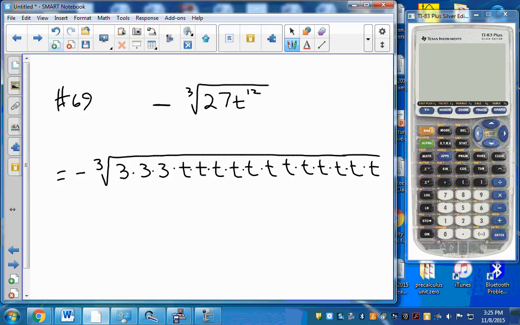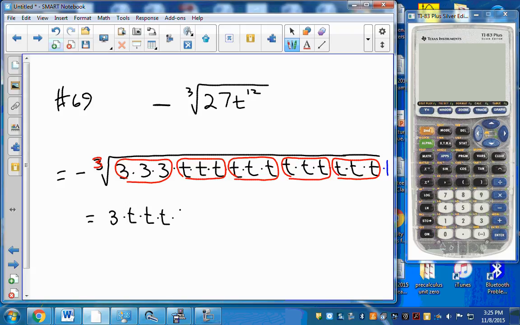But let's just look at it this way. Because the index is 3, we're looking for triples. There's a triple. There's a triple. There's a triple. There's a triple. And there's a triple. We're left with, I suppose, we can put times 1 underneath. Okay, so all these triples come out, and the answer is going to be 3 times t times t times t times t cube root of 1, or 3t to the 4th.